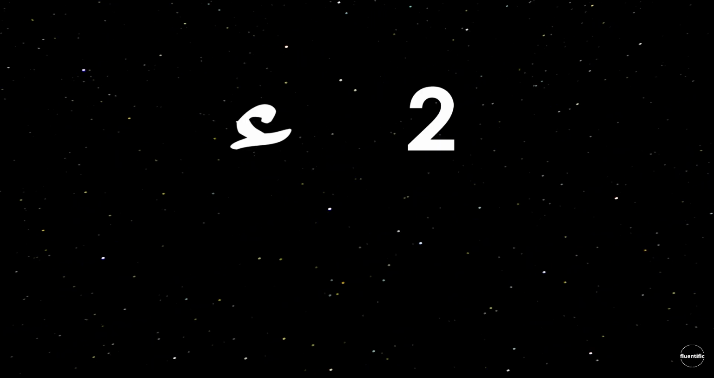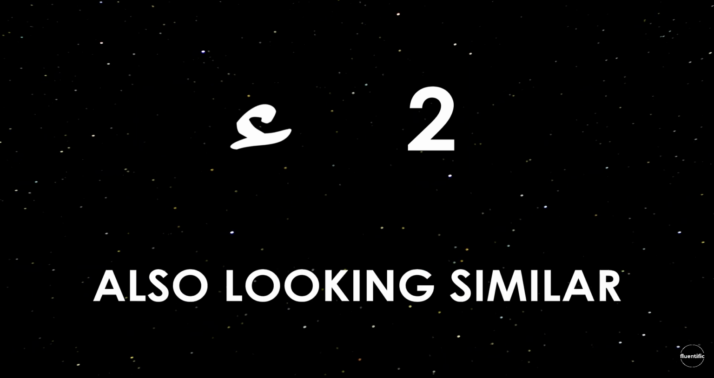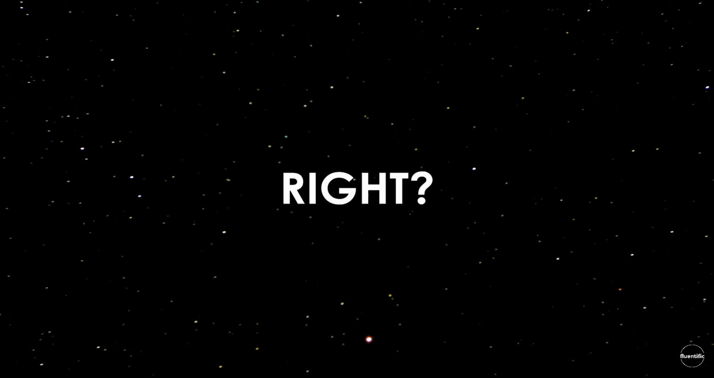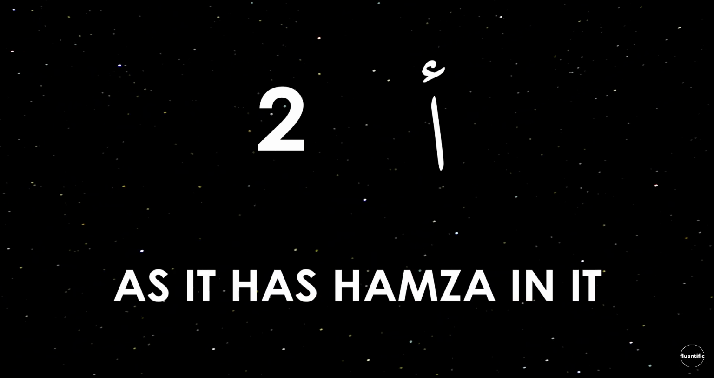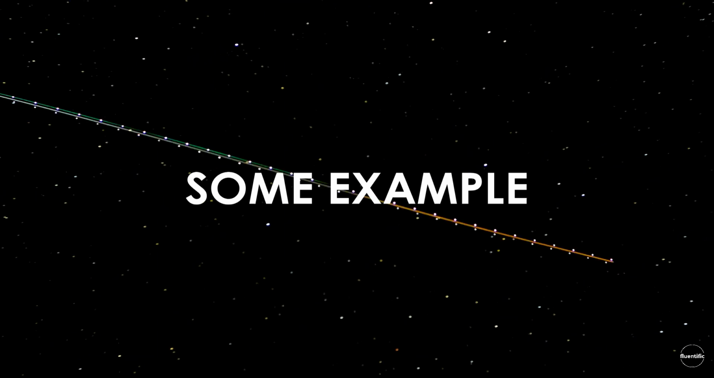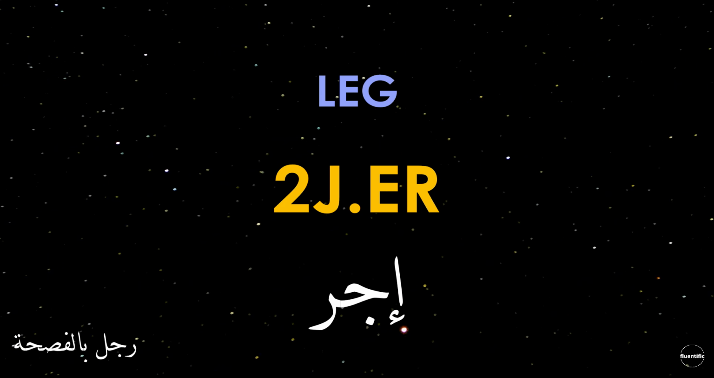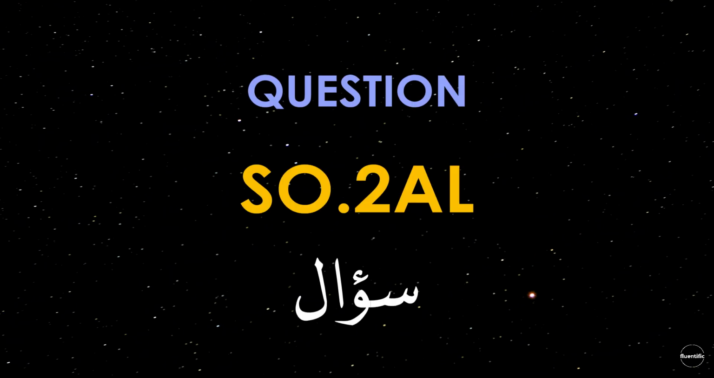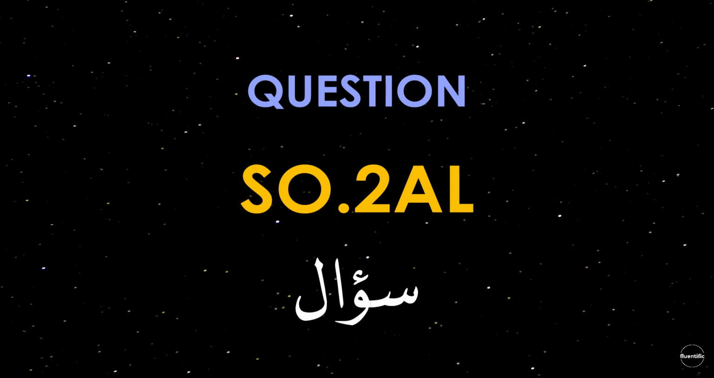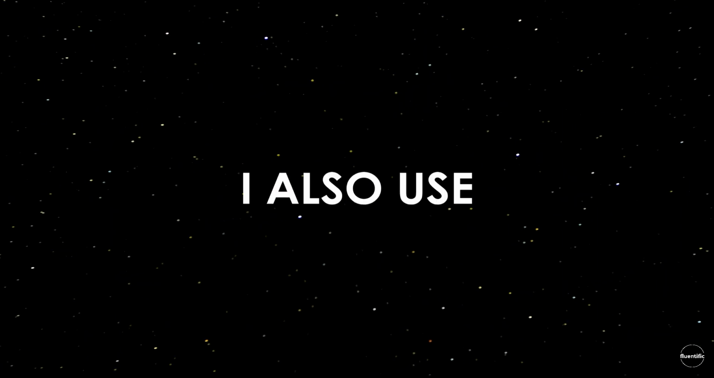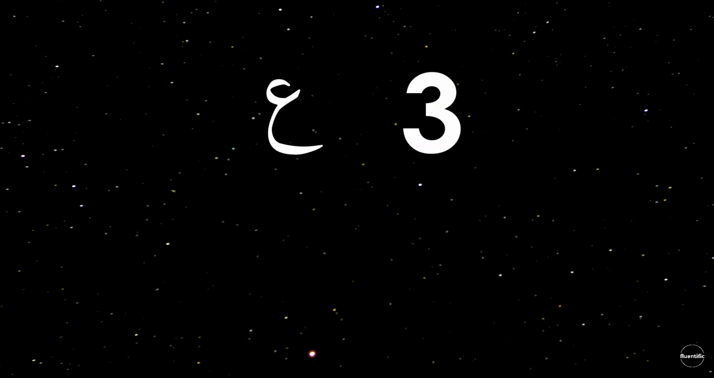Number 2 is Hamza, also looking similar, but flipped or inverted. Right? So Alif is presented as number 2 as well, as it has Hamza in it. Some examples: Asad, إجر, سؤال, رائع. I also use number 3 for the letter Ain.